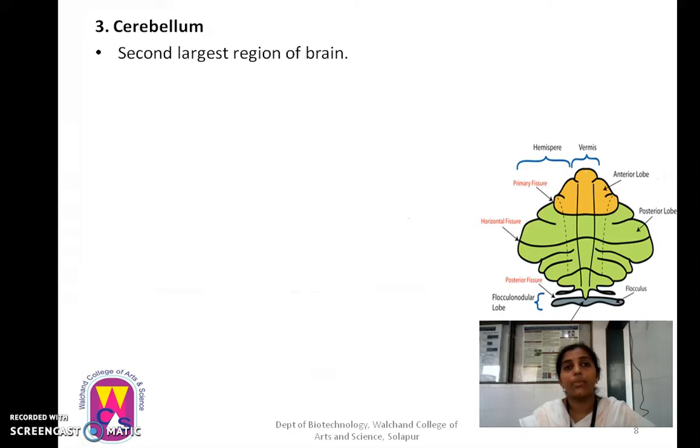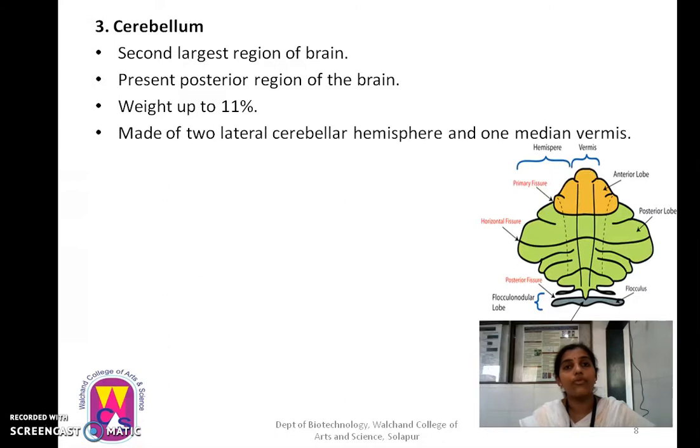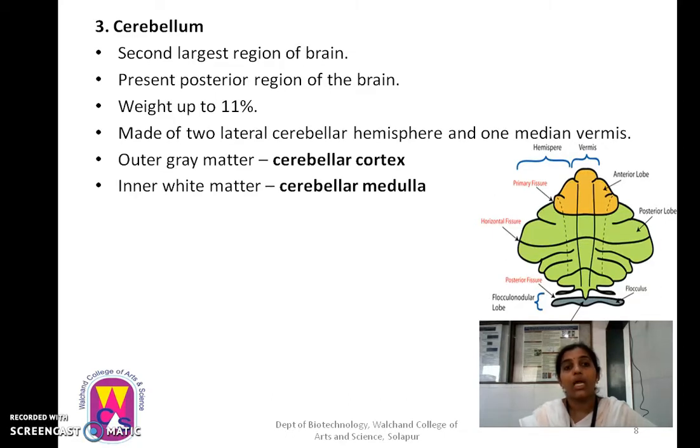The next part of the brain is the cerebellum. The cerebellum is the second largest region of the brain. It is present at the posterior region of the brain, and it accounts for 11% of total brain weight. The cerebellum is made up of two major parts, the cerebellar hemispheres, and one median vermis is present at the central region. The outer cortex of the cerebellum is made up of grey matter, and the inner part, called the cerebellar medulla, is made up of white matter.